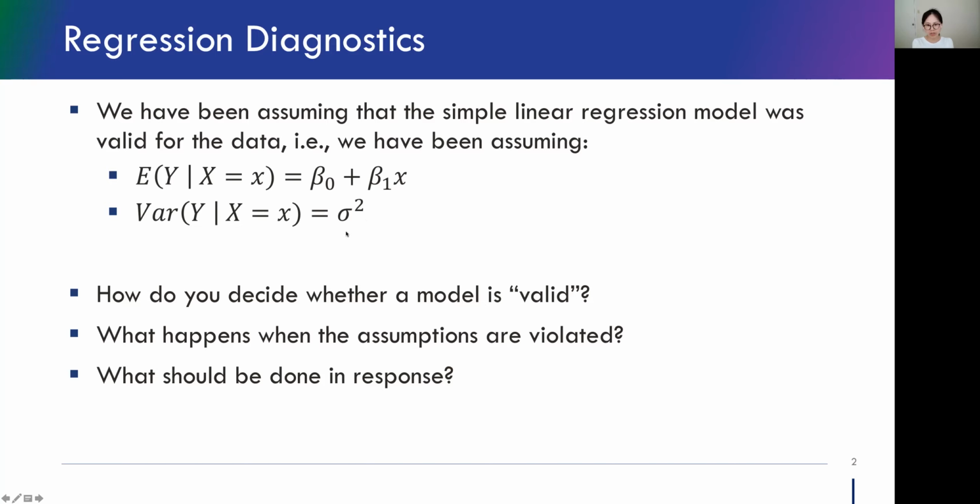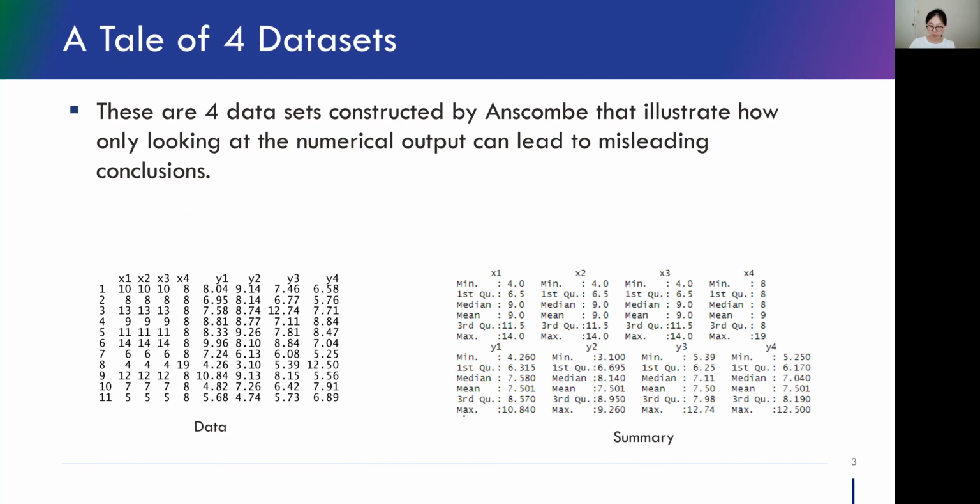So how do we decide whether the model is valid? That's the topic for this week. And what happens when the assumptions are violated? For example, it's not really a linear line, or the errors do not have equal variance. Those are part of our assumptions, right? And what should be done in response if we find some of the assumptions are not met? Okay, so these are our target questions.